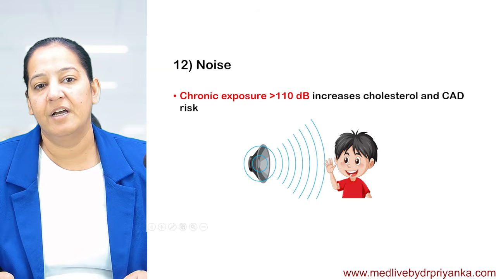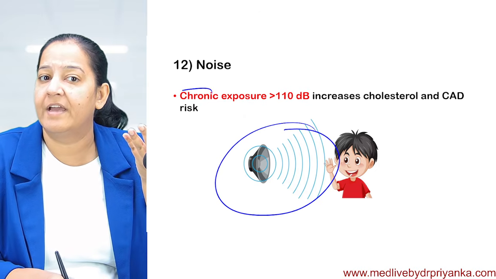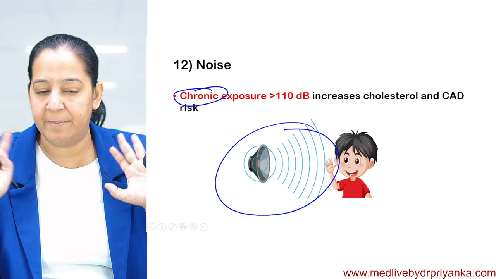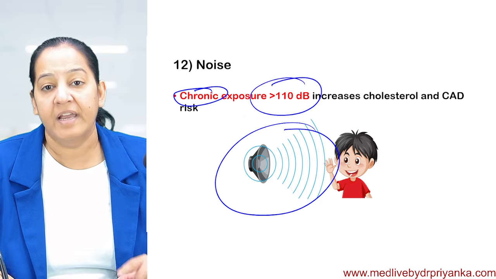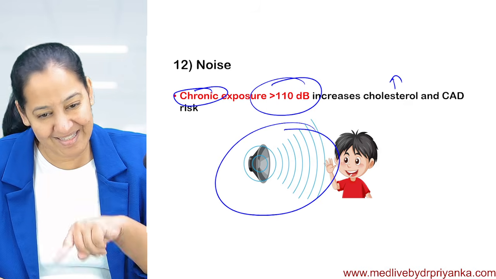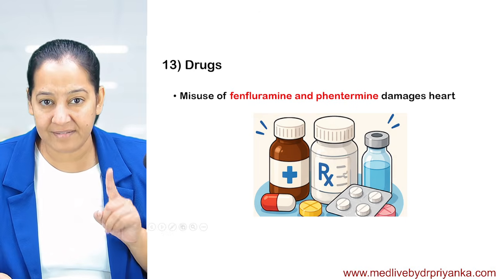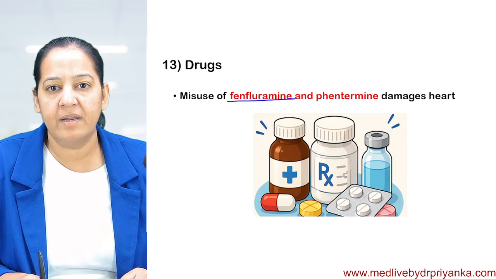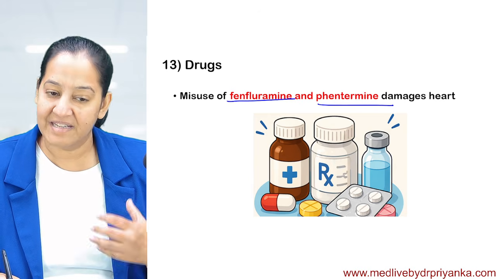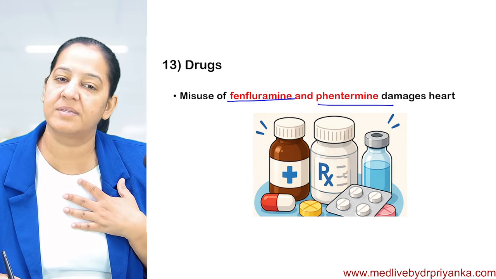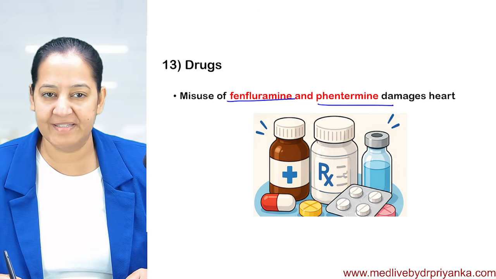The next is noise. If the person is exposed to high noise chronically, working in an environment which is very noisy and constantly the noise is more than 110 decibel, it increases cholesterol and it increases atherosclerosis, and that's why it increases CAD. Okay, the last one is the drugs. There are certain drugs like fenfluramine or phentermine. These are the drugs that damage the heart, damage the coronary, cause atherosclerosis in the coronary, and that increases the chances of CAD.